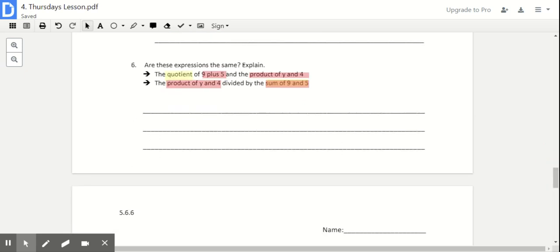All right, let's go to number 6. Are these expressions the same? Explain. So again, we're going to go through that same process we just did for number 5. And then after that, you guys are going to get into that exit ticket.